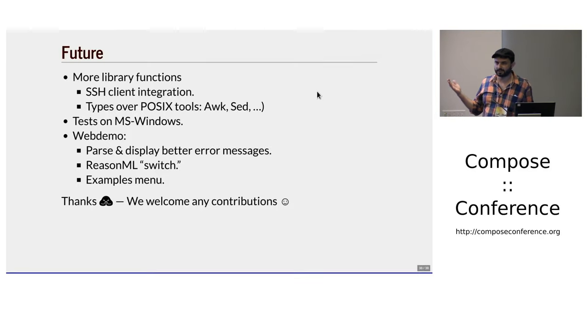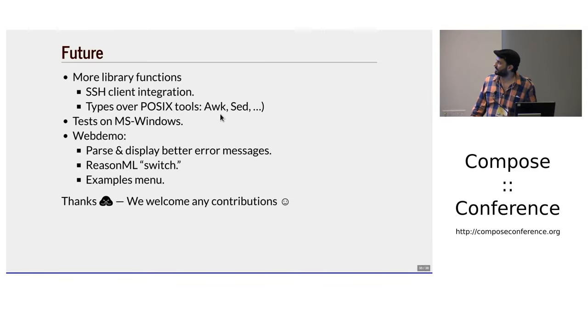So SSH clients that have common options, you may want to make nice types for them. Other POSIX tools that take a string, which is a little language, we may want to wrap into a better typed thing. So AWK or SED, they take little languages. So you may want to make something better out of those instead of just passing strings.